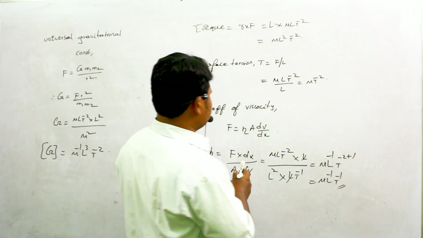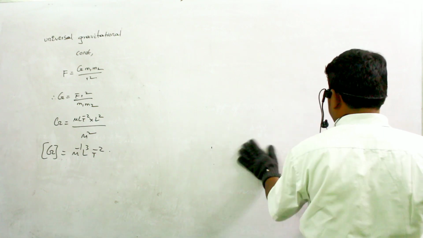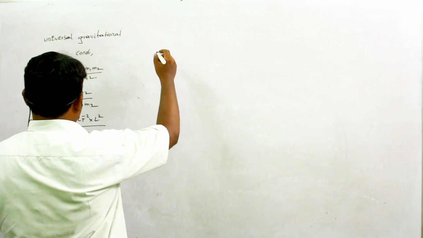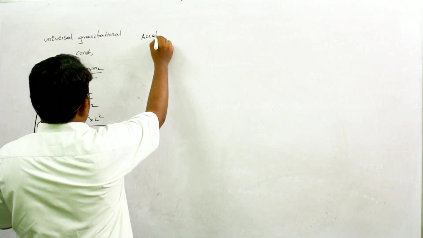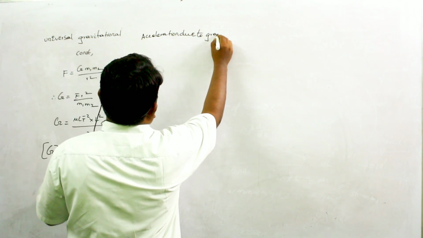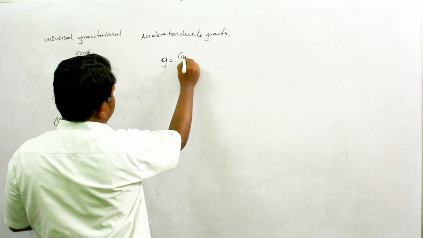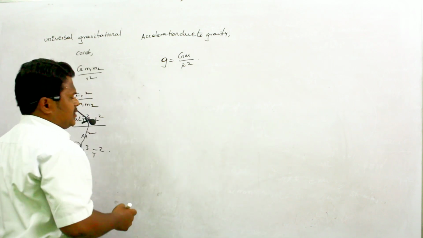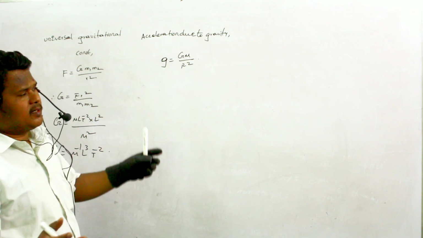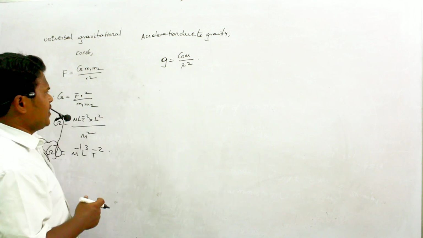Similarly, let us see the dimension of acceleration due to gravity. We have a relation for acceleration due to gravity: g is equal to G M divided by r square, where capital G is the universal gravitational constant, M is the mass of the body or the planet for which we are measuring the acceleration due to gravity, and r is the radius of that body or planet.